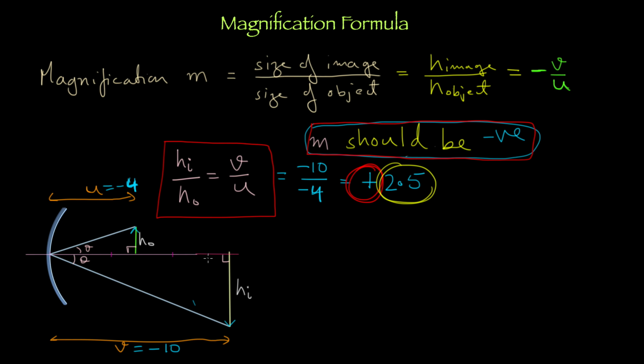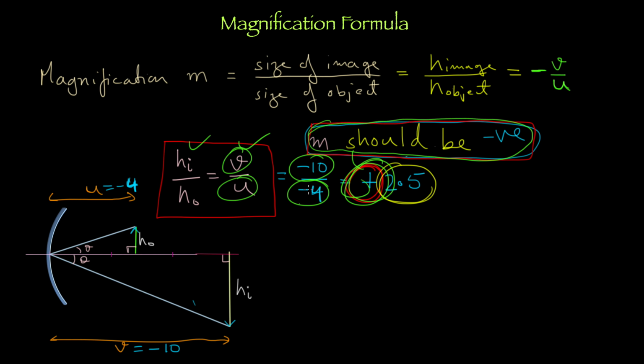So I'll just repeat, as Shruti said, that HI by HO will be V by U, absolutely right. Then we took the values of V and U with the sign convention. So minus 10, minus 4, we got a plus value, and this plus value doesn't comply with our sign convention of M. Sign convention of M says that it is a flipped over image, it should be negative. Hence we modified this math formula with our sign convention and put a negative in front of it. Is that clear, everybody? Yes, sir.